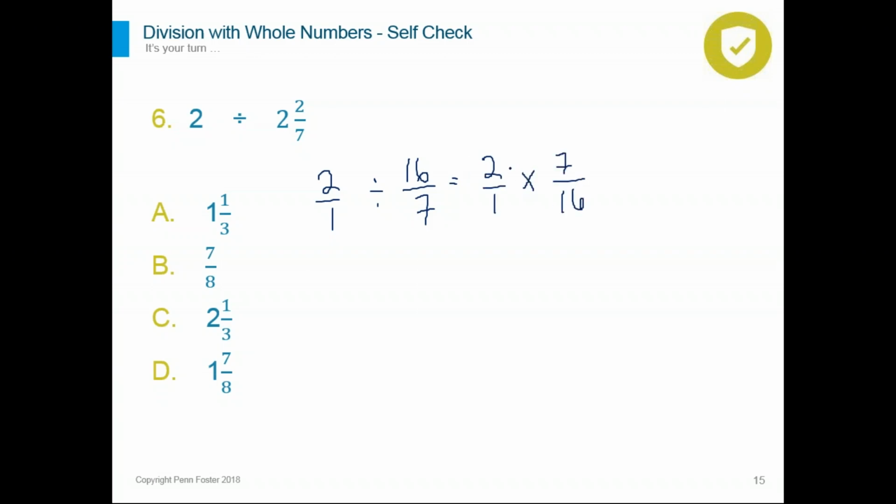I see two even numbers, divide over 2 and divide over 2, equals 1 over 1 times 7 over 8. That's it. I cannot eliminate anything further. Multiply across. That will give you 7 over 8. It's a proper fraction, nothing to be simplified. So the answer, the quotient, is B, 7 over 8.